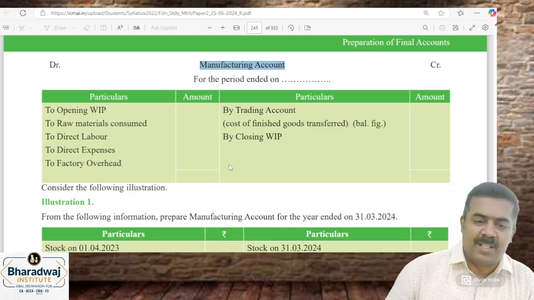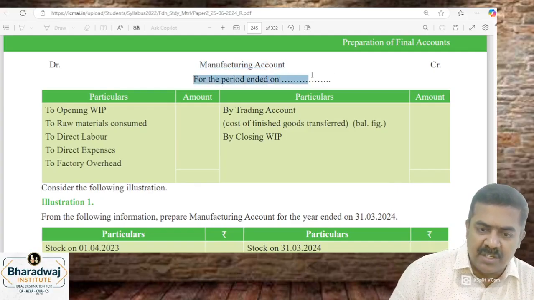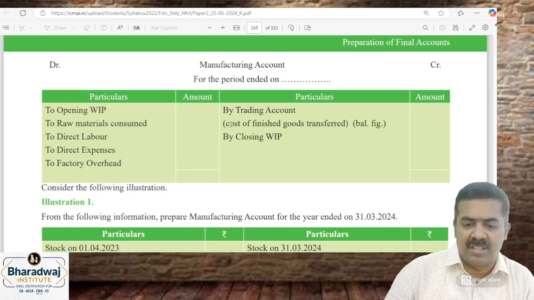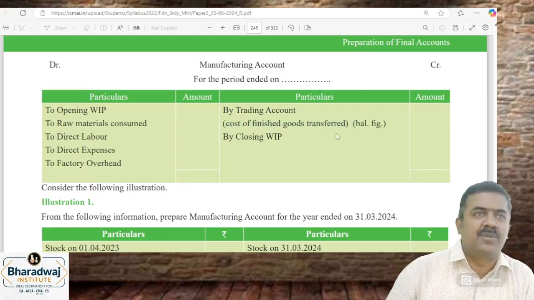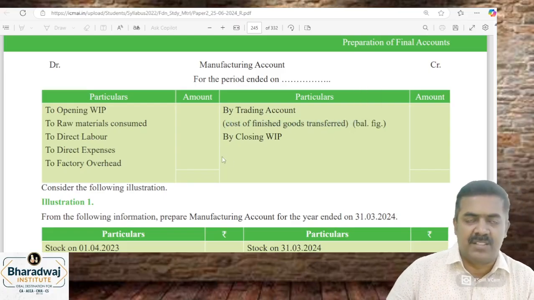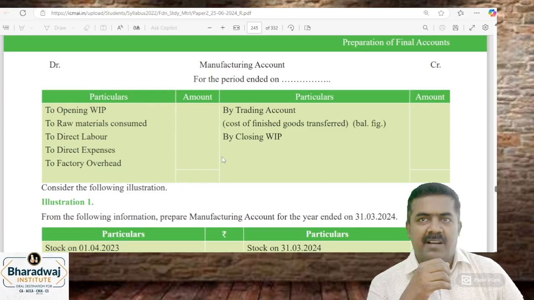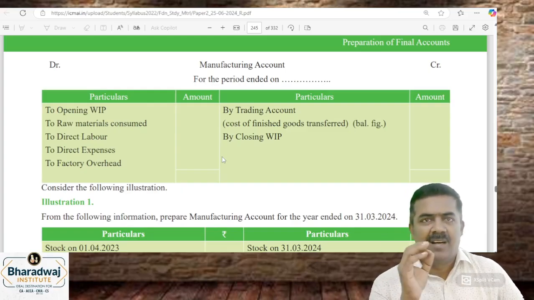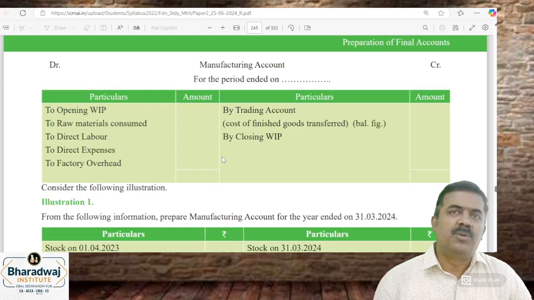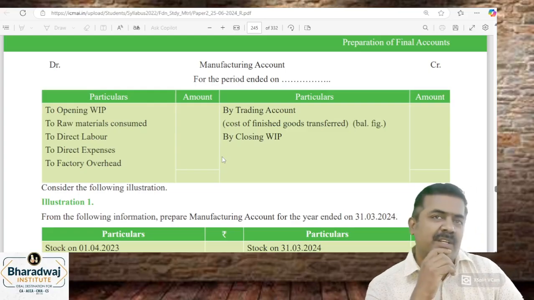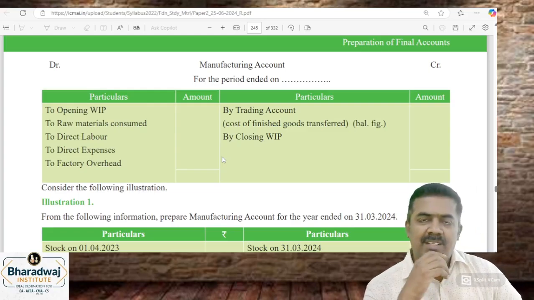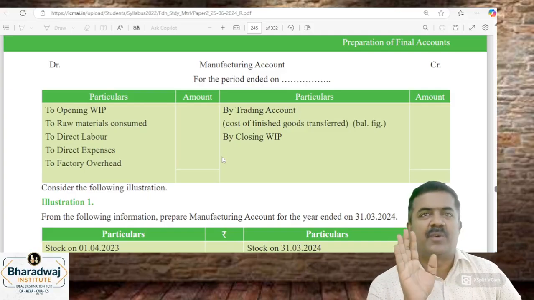The purpose of the manufacturing account is to find out the cost of goods manufactured. For example, let's assume you are manufacturing plastic chairs, tube lights, electronic equipment, laptops, desktops, furniture, etc. What is the objective of preparing a manufacturing account? Is it to find out profit or loss? No, we want to find out the cost of production.